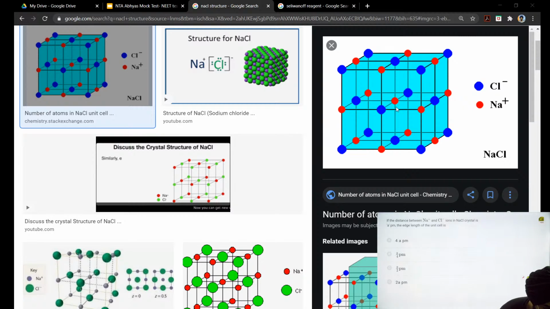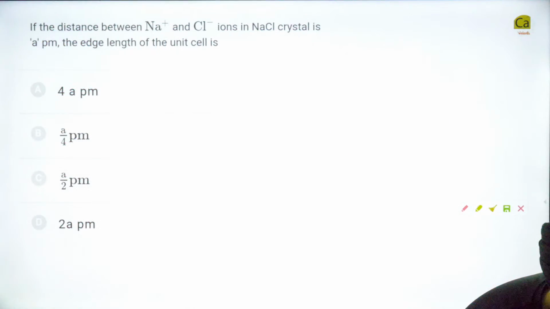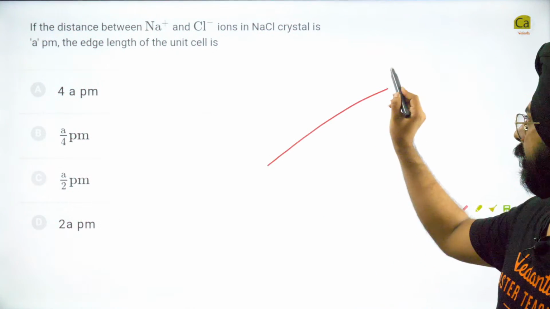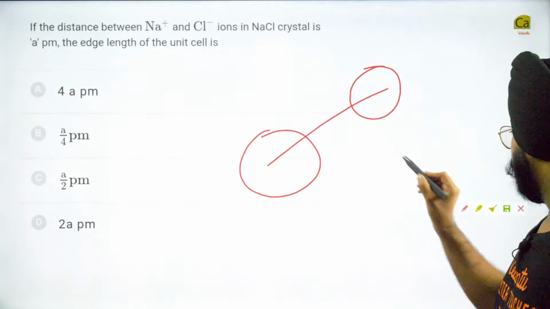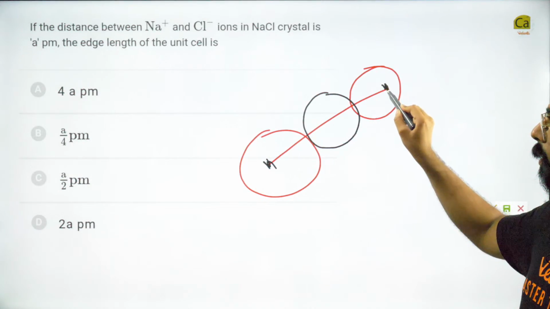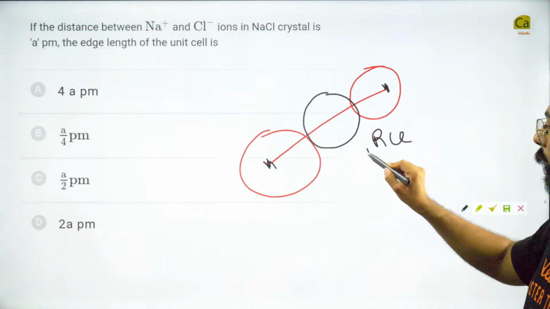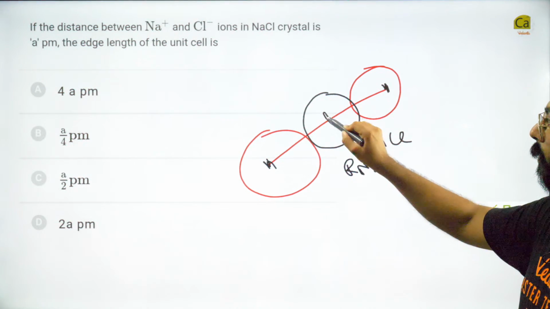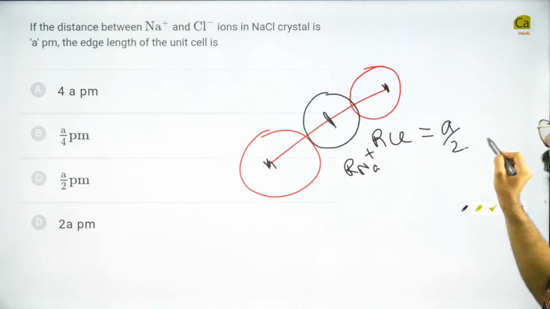So in the NaCl structure, can you see chlorine is right next to sodium, which is right next to chlorine? If I look at one of the edges of the NaCl structure, I will draw a straight edge here. This is the chlorine, and right in the middle is your sodium. This is the edge. So radius of chlorine plus radius of sodium is equal to a by 2.